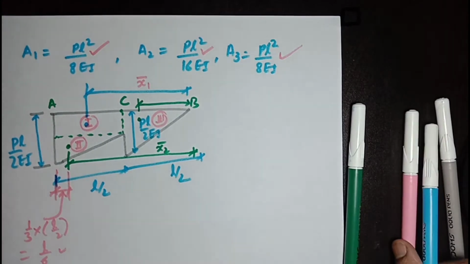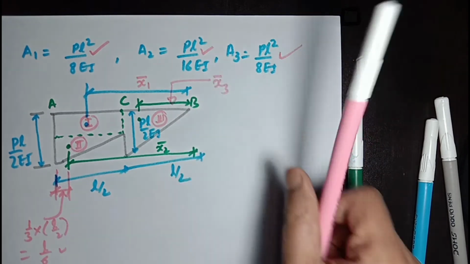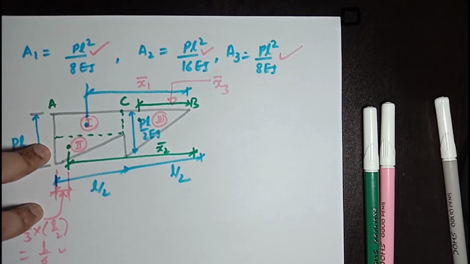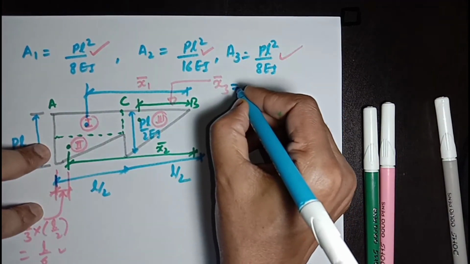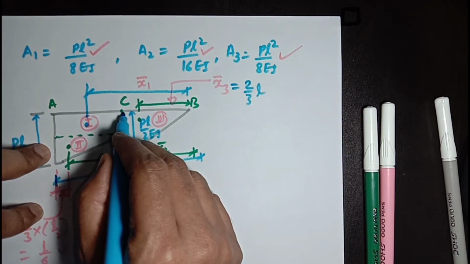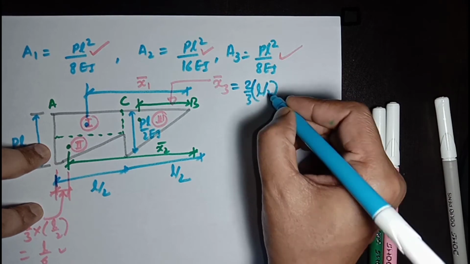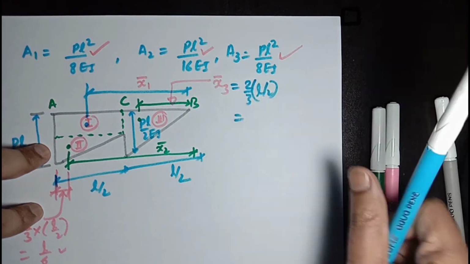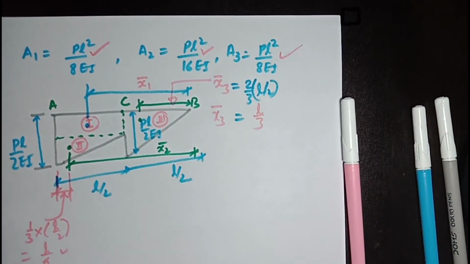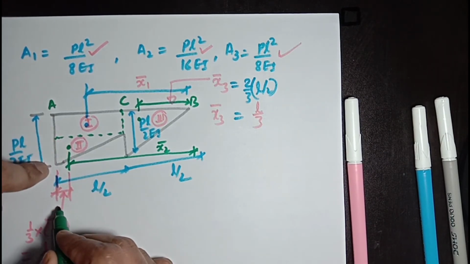This gives a value x3 bar. From this point it will be 2/3 of L. From this C it will be 1/3 of L, and this value is L by 2, so the 2 cancels, and this value will be L by 3, so x3 bar will be L by 3. And here the total length is L.